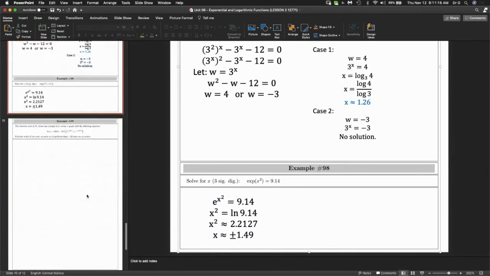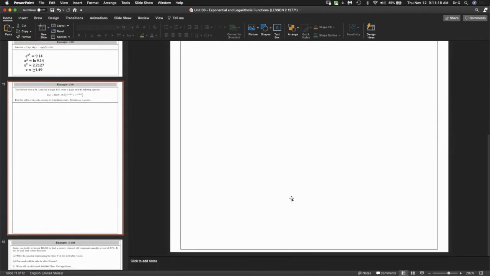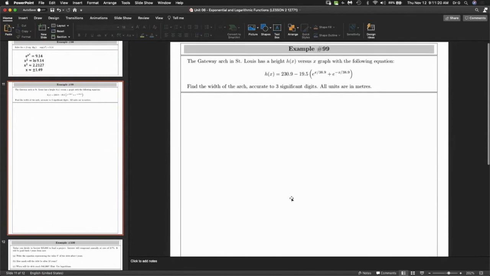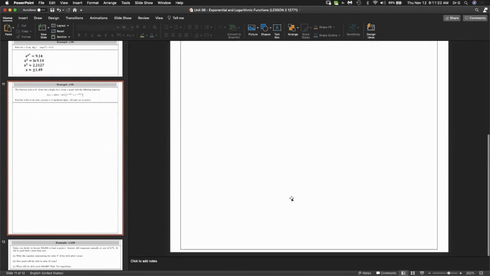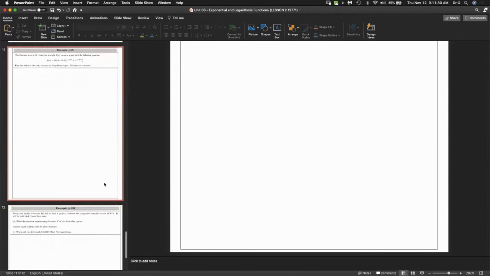So if you look on the next page here, we're going to skip this question. As you can see, I've given an entire page to solve it, and it is the longest example, probably one of the longest examples in the course. So we're going to come back to that one.